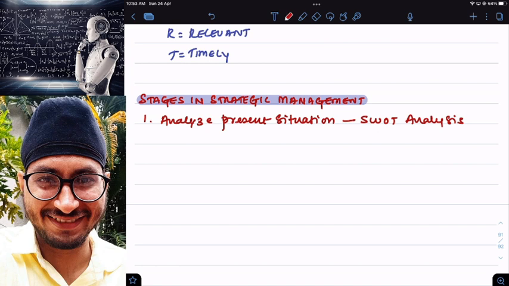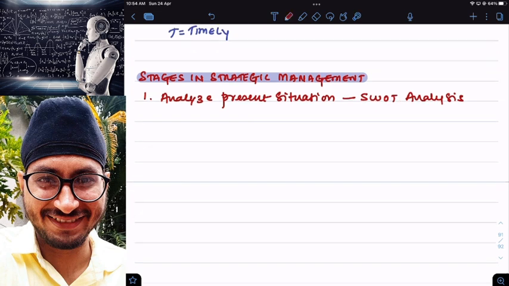Strength, weakness, opportunities, and threat. Clear. I'm having a capability which no one else is having: strength. Everyone is having a capability except me: weakness. I am getting preferred over the market, I'm getting an advantage: opportunities. I'm having a disadvantage: threat. Analyze the present situation in terms of SWOT analysis. Next, what should I do?